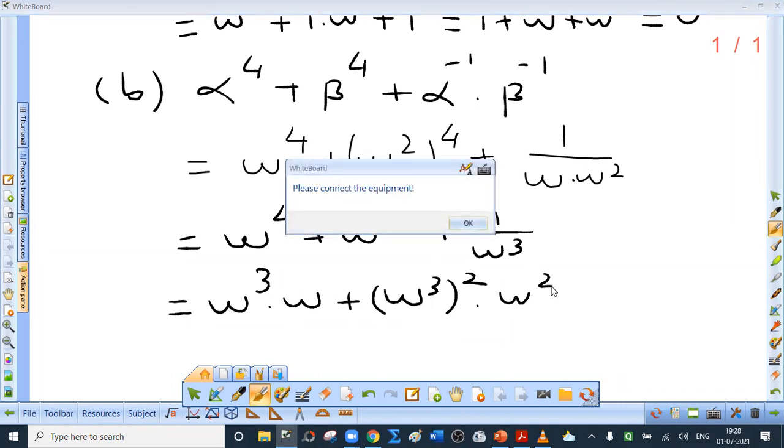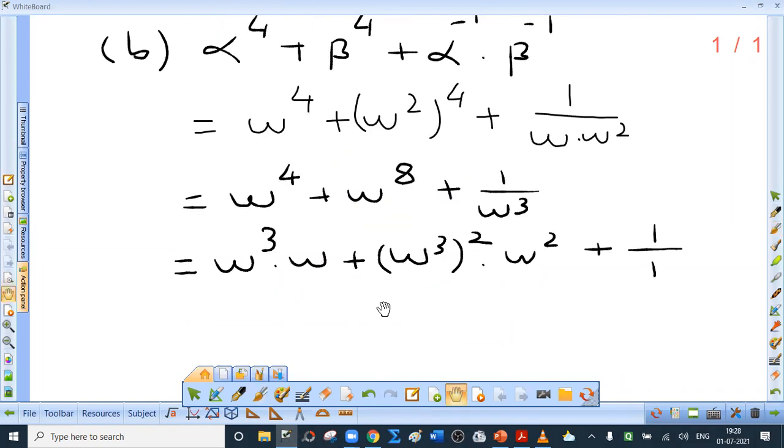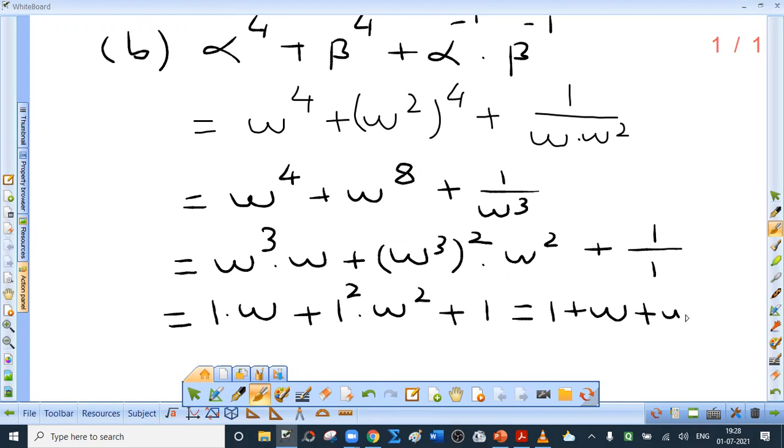See, omega raised to 8 is omega raised to 6 into omega square. 6 plus 2 is 8. But what is omega raised to 6? Omega cube square. Why write like this? Because we have to make use of the fact that omega cube is 1. So this is 1 into omega plus 1 square into omega square plus 1. That is 1 plus omega square, which is nothing but 0. So that's it for today.